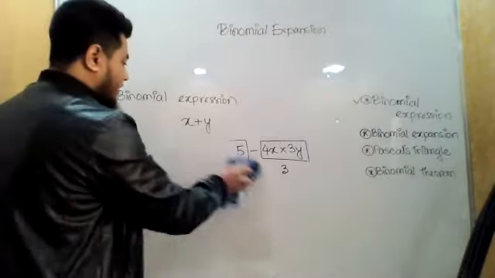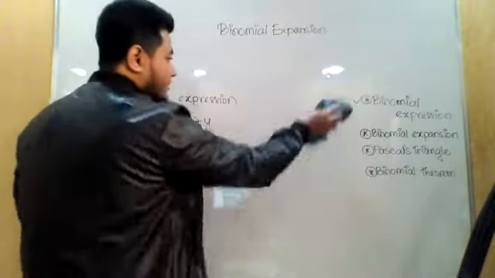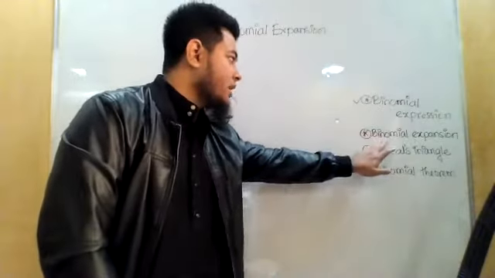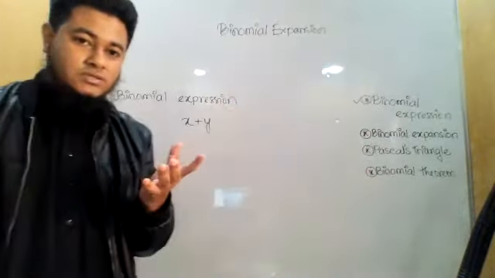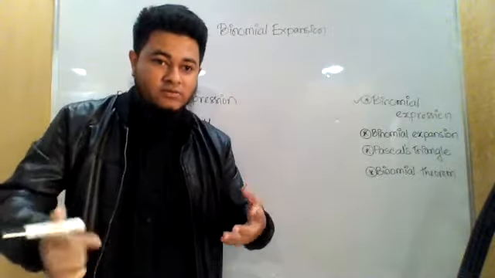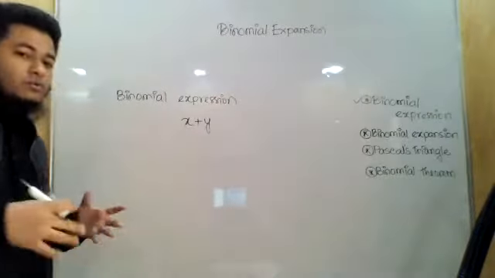So according to that, what I have written here is a binomial expression. So we are done with the first topic. Then we have binomial expansion. Expansion means, I hope you already know the meaning of this, something getting bigger, expanding. So how do we do that?